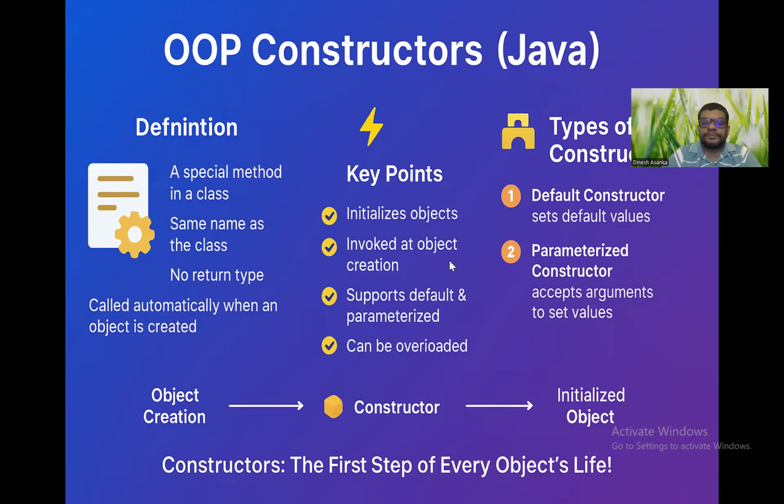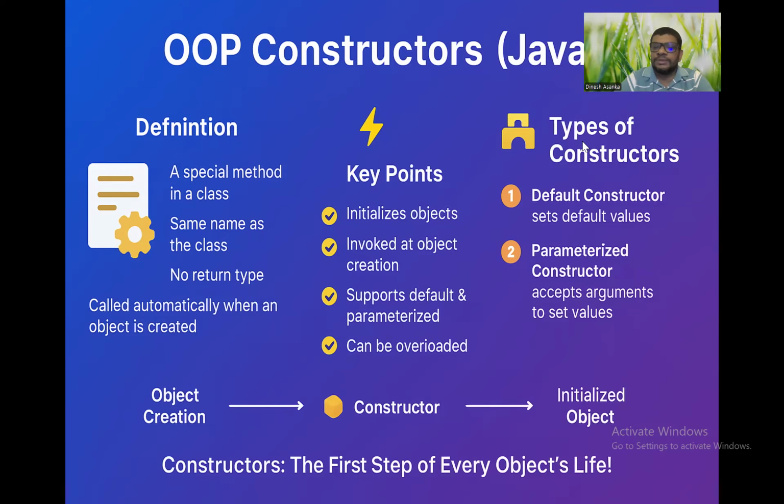Then there are different types of constructors, which is the default constructor. By default, a constructor will not have any parameters, and then we have parameterized constructors, where it accepts arguments and sets values. Like we saw for student ID, you are passing the student ID, and that integer number will be assigned to the variable. So when objects are created, the constructor will be called, and from that the object will be initialized.